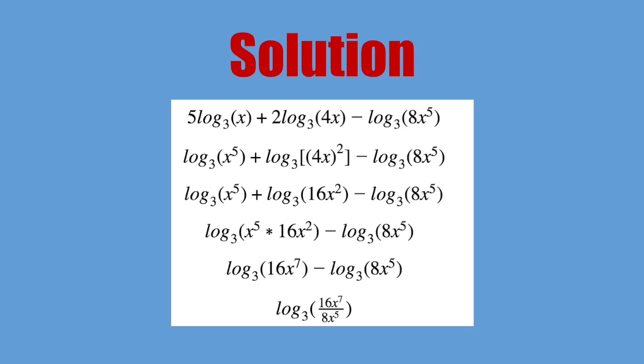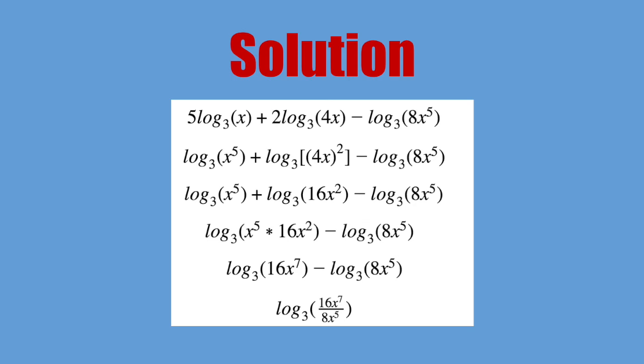After that, we are going to distribute the 2. So the 4x to the 2nd is going to end up being 16x squared. After we distributed that, we can use the product rule since there is an addition sign. So that is going to end up being log base 3 of x to the 5th times 16x squared, and then minus log base 3 of 8x to the 5th. And we can actually multiply inside the parentheses, so that ends up being log base 3 of 16x to the 7th minus log base 3 of 8x to the 5th.